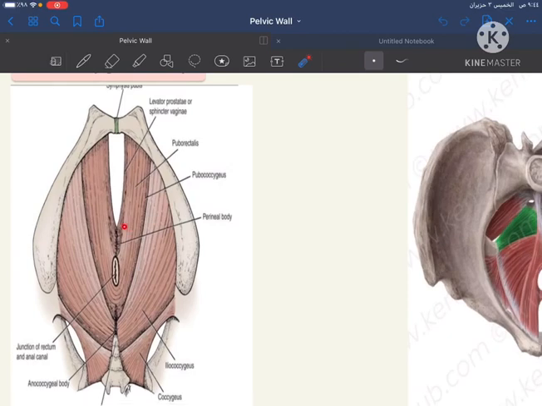This picture shows the perineal body, which is a collection of fibrous tissue located anterior to the rectum, here the rectum, and the anococcygeal body is located posterior to the rectum between the tip of the coccyx and the rectum.